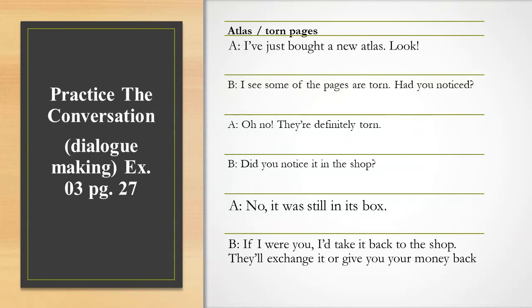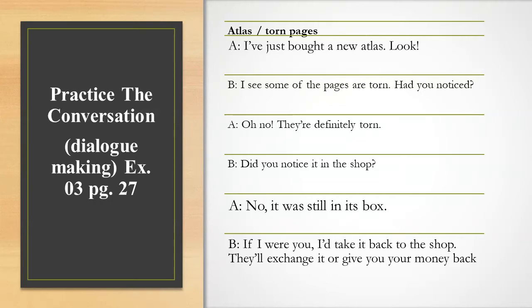A says, I have just bought a new atlas. Look. And B says, I see some of the pages are torn. Torn pages of atlas. Had you noticed? A says, oh no, they are definitely torn. And B says, did you notice it in the shop? A, no, it was still in its box. B says, if I were you, I would take it back to the shop. They will exchange it or give you your money back.